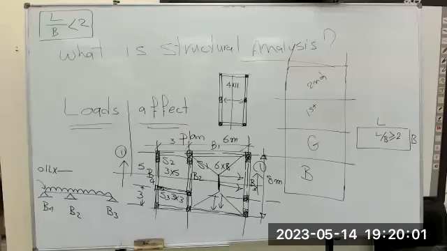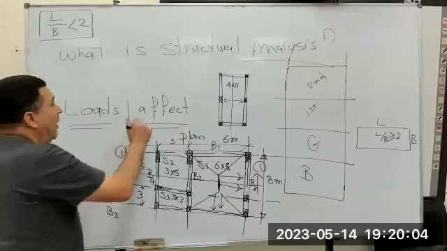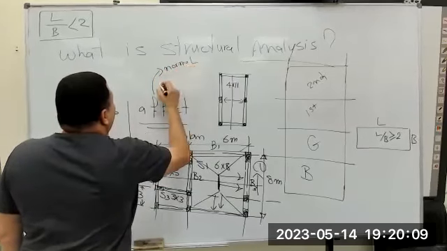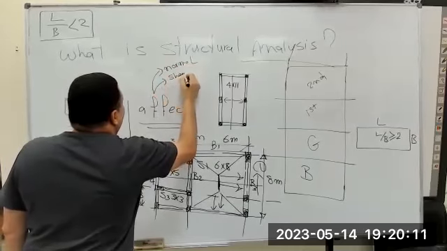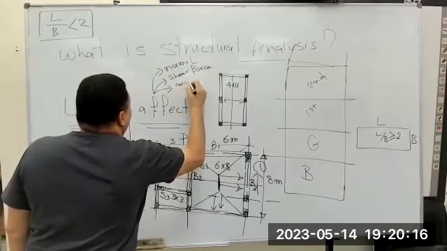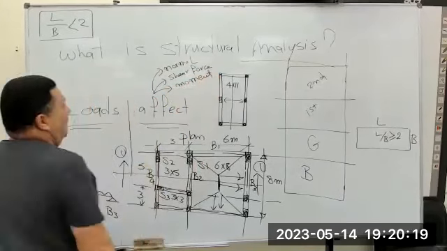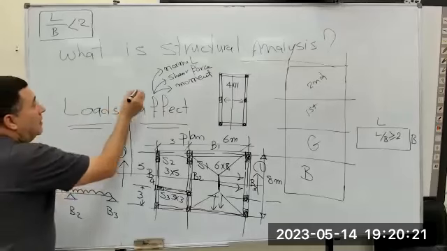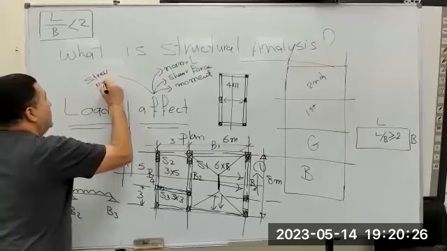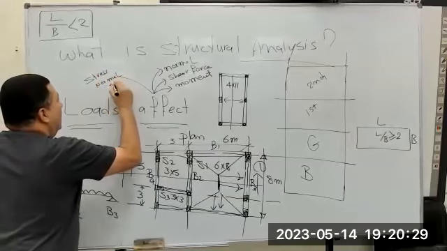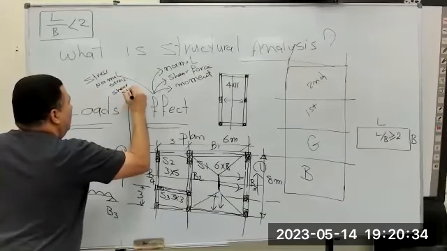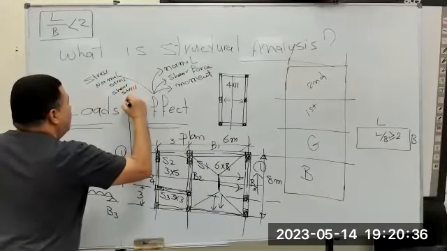What is the effect? Effect could be what? Normal force. Could be what? Shear force. Could be what? Moment. And could be stress. So normal stress, and shear stress, and flexure stress, moment stress.